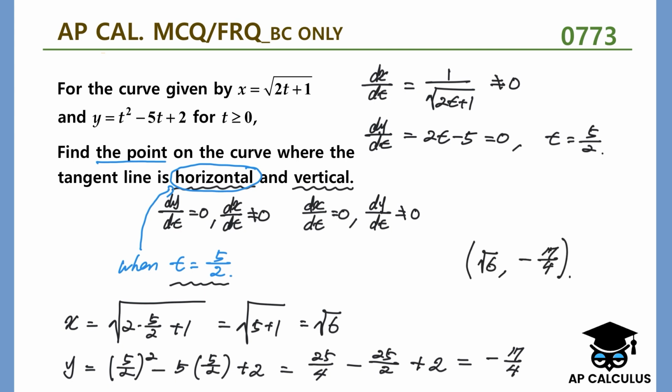And what about a vertical tangent line? We don't have any vertical tangent line, right? Since dx/dt is not equal to 0, we do not have a vertical tangent line, because in order to have a vertical tangent line, dx/dt must be equal to 0, right?